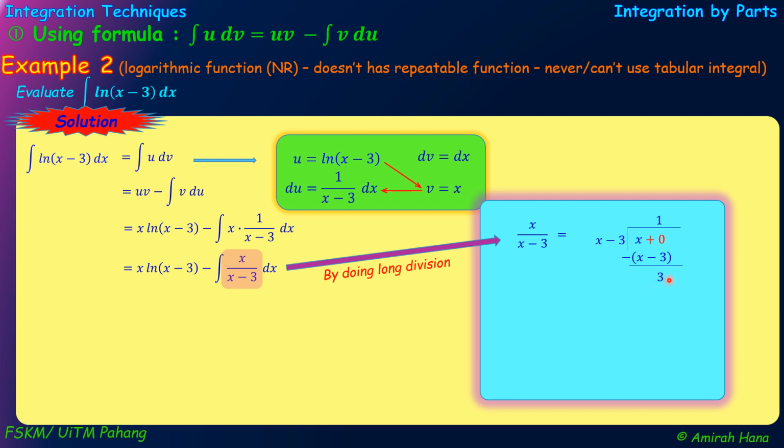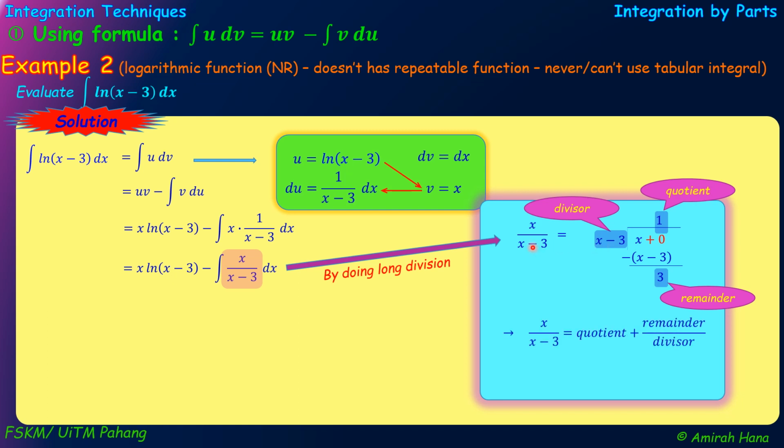Okay, now the degree of the last row is less than the degree of the divisor. So now this is called the remainder, this is called the quotient, and this is our divisor. After we use long division, we need to write x over x minus 3 equals quotient plus remainder over divisor. So we have x over x minus 3 equals, our quotient is 1, plus our remainder 3, over the divisor.